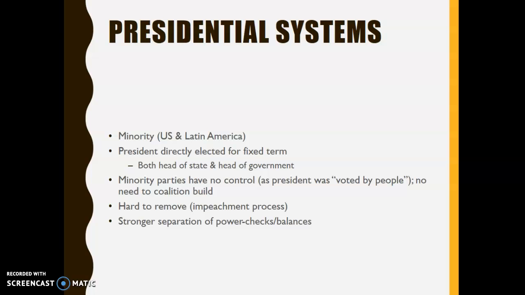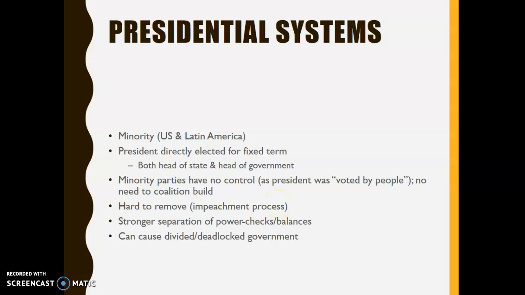As I implied before, you have stronger separation of powers because these different branches operate separately from each other. The president is not actually part of the legislative branch. He can veto legislation that they put forward, but he's not a member himself. He's not expected to lead that legislative body.